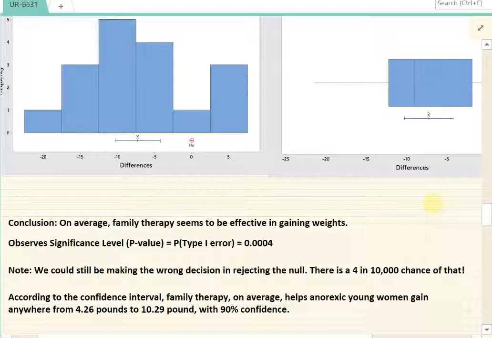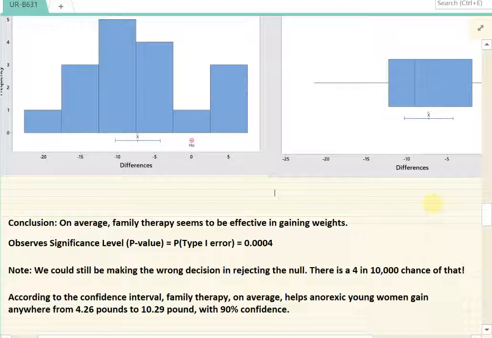The observed significance level here, which we call the p-value, which is the actual observed probability of a type 1 error here, is 0.0004. Now remember, Minitab gives it to you in 3 decimals, so I actually ran this on a different software, and I got 0.0004.